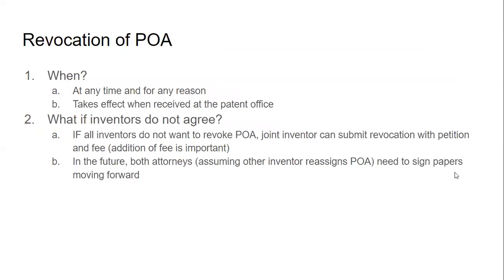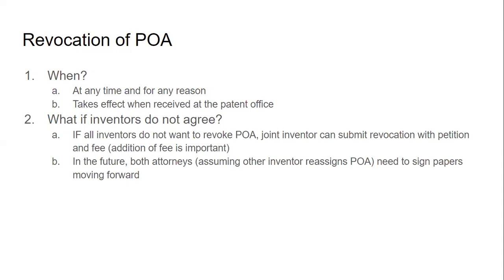So even if it's communicated to them by the inventor, that doesn't mean that they have the right to sign it. So for the revocation of power of attorney, this can happen at any time for any reason, and this takes effect when it is received at the patent office. So it's not super clear as to whether you would be able to use certificate of mailing principles on this sort of thing, but just going with the mentality, okay, when the question says it's received at the patent office, that would be the day the revocation of the power of attorney takes place.